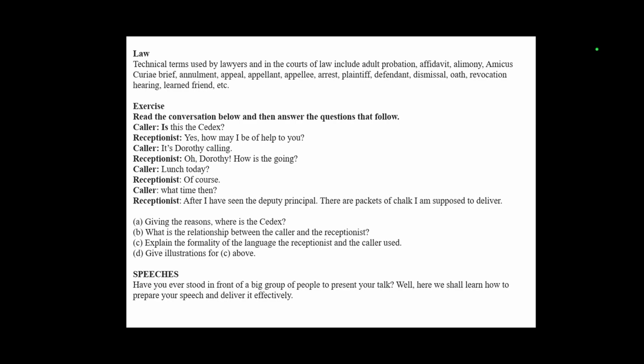Another part that good students you're going to come across under paper one, under the performance part, is the speeches. Now, have you ever stood in front of a big group of people to present your talk? Well, here we shall learn how to prepare your speech and, of course, deliver it effectively.